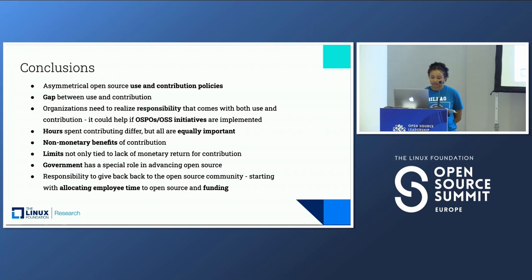We also saw that our spend and contributions do differ, but all of them are equally important as the little adds up, that there are non-monetary benefits to contribution and that the value of contribution doesn't necessarily tie into money, and it has value for the organizations. We also saw that there are limits which are also not tied to money for contribution, for example, legal and licensing concerns. Also, we saw that the government has a special role in advancing open source and that people feel like organizations have a responsibility to give back to the open source community, and that should start with allocating employee time to open source contributions and funding.